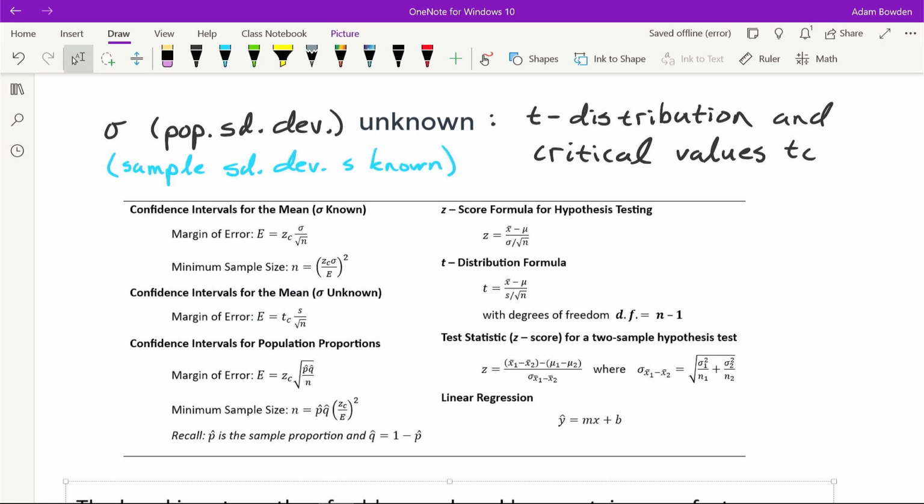And here are the formulas that will be provided with the exam. Notice again there are two different versions for confidence intervals, either sigma known or sigma unknown. And when sigma, the population standard deviation, is known, that's when we're using the z and z sub c versus the other formula which has t and t sub c.